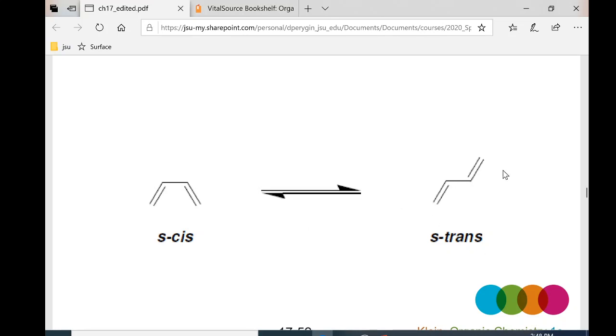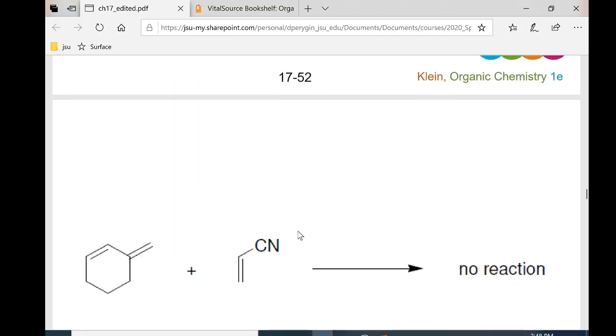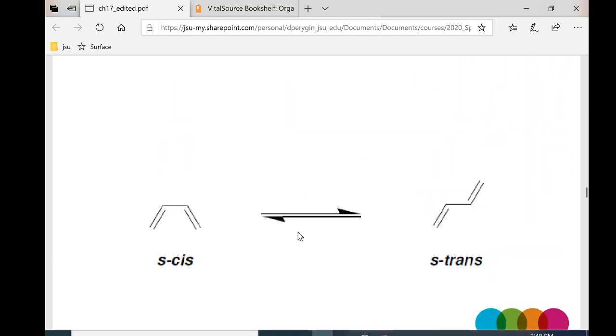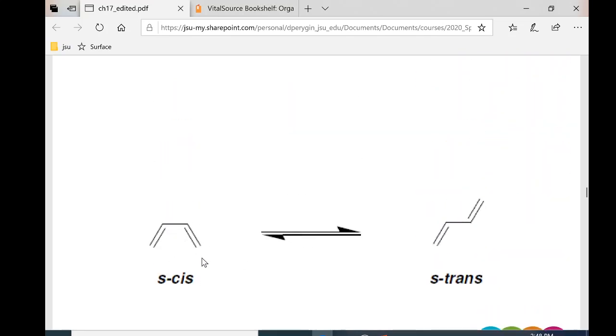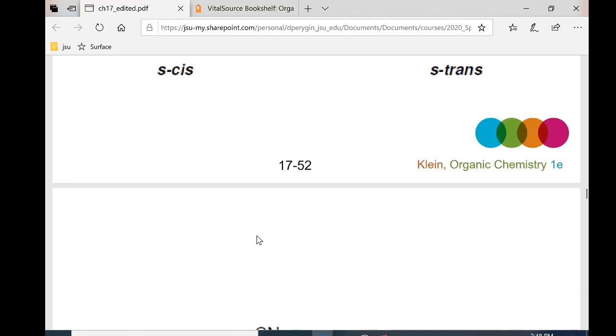At room temperature, we're going to primarily have the S-trans conformation, and we'll have a small proportion of molecules that are in the S-cis conformation. We need the S-cis conformation in order to perform a Diels-Alder reaction, but as long as the molecule can achieve an S-cis conformation, we can usually get a good yield. But if we can actually lock a molecule into that S-cis conformation through, say, a cyclic system where we have a bridge here, then the molecule will react much faster.